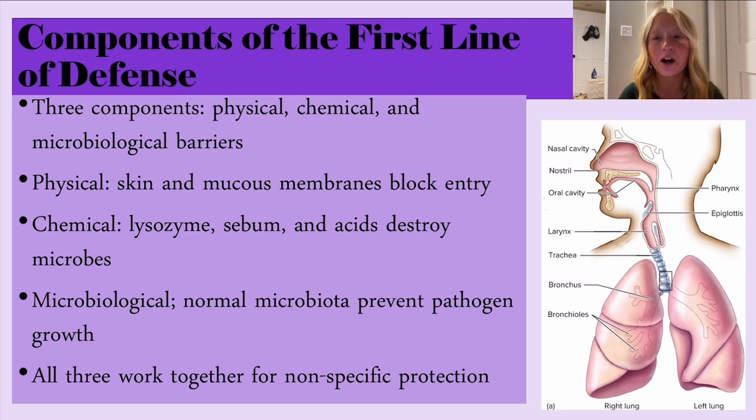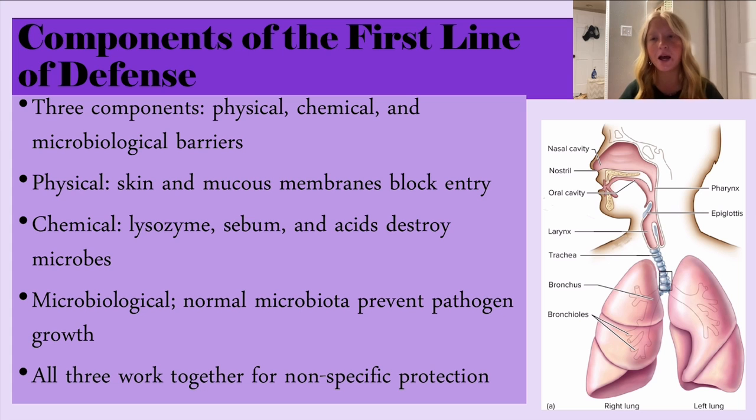So when we break down the first line of defense, we can see that it has three main parts. The physical barriers from the body's exterior, these are things like skin and mucus that keep invaders out. Then the chemical barriers add another layer. These help by killing or inhibiting microbes through substances like enzymes or acids.